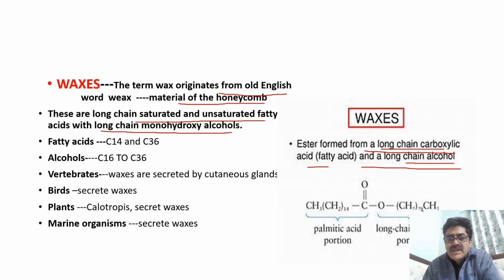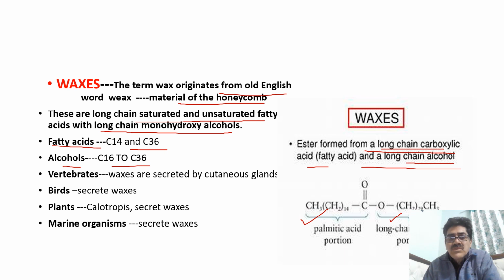Here the acid, suppose, is palmitic acid. Palmitic acid is a saturated fatty acid, and here you have the long chain alcohol attached to palmitic acid, and the resultant compound would be a wax. So finally we come to this conclusion: waxes comprise fatty acids having carbon chain C14 to C36, as we said, long chain fatty acids, and alcohols, long chain alcohols bearing carbon atoms C16 to C36.